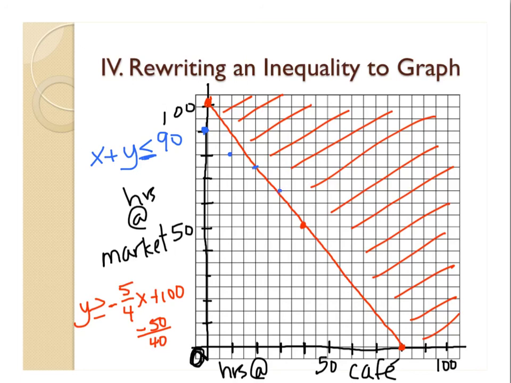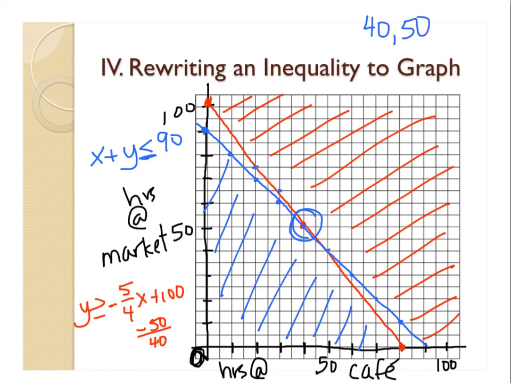And what's cool about this, I missed by 1 there. You see that? I messed that up a little bit. I'll have to fix that in a moment. Okay, so that gives me this line. Please ignore the other 2 blue dots. And it's shaded down. Well, where do the 2 overlap? They overlap where they cross, which is right here. 40, 50 is the ordered pair. So that means 40 hours at the cafe, 50 hours at the market.